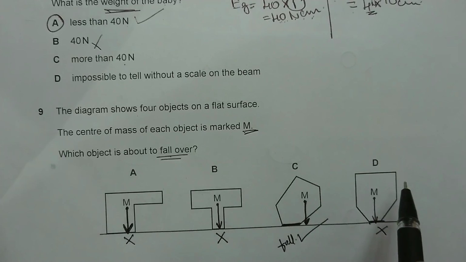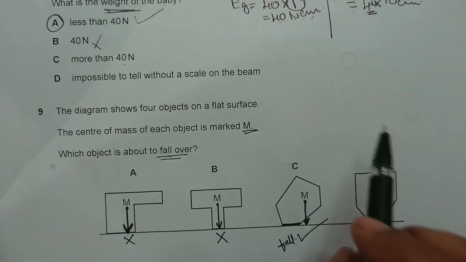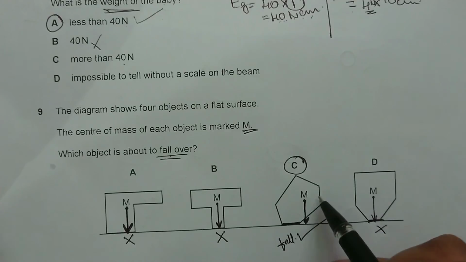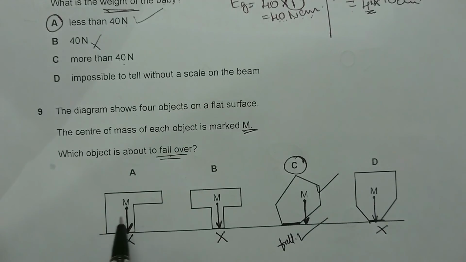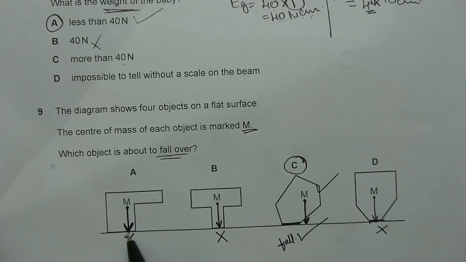So which one is the correct option? Among the four objects, option C is going to fall over, whereas the other three do not fall over. Okay, because the center of mass is within the base.